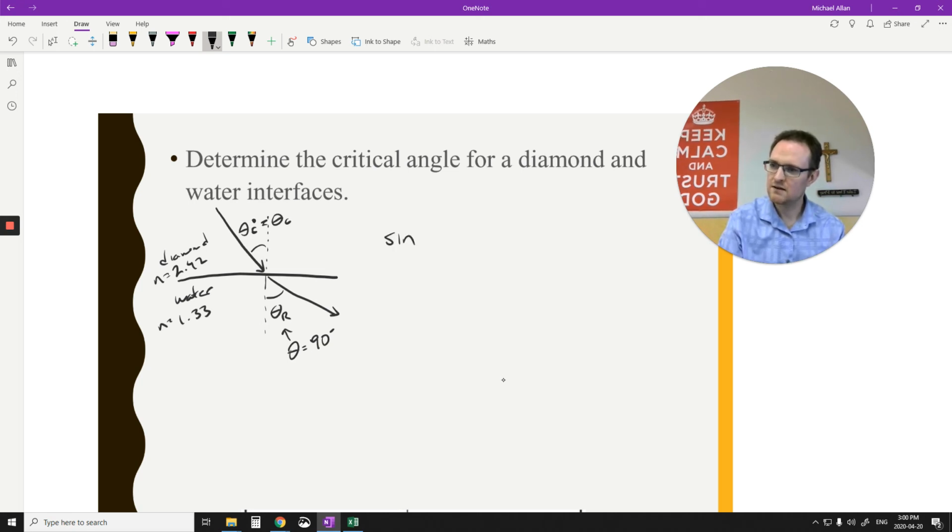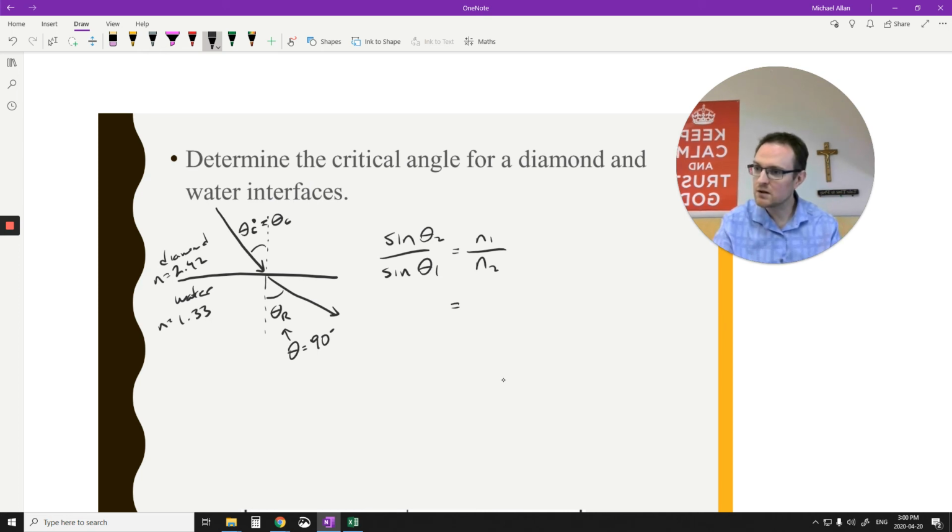So I'm going to list out the whole formula here. You notice that these switched over compared to the other ones: sin theta 2 over sin theta 1 equals n1 over n2. Probably should have written it the other way, unless I label the top 2 this time and the bottom 1. I don't know why I did that, but I just did.